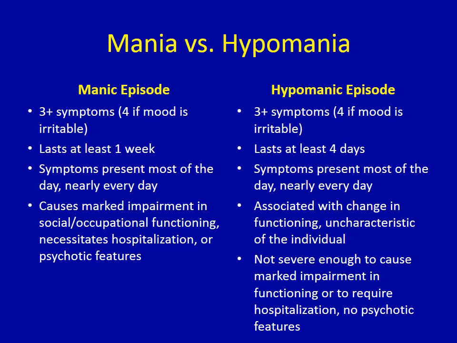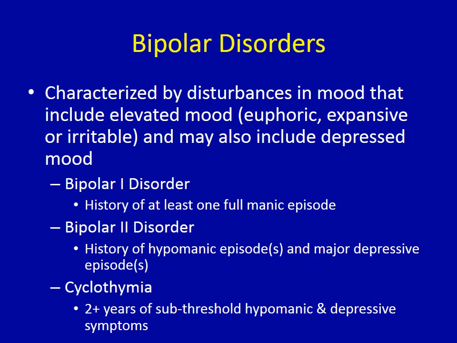So the key features that distinguish episodes of mania and hypomania from one another are not the symptoms, so they're the exact same symptoms, the exact same number of symptoms required, but they're distinguished by the duration of the symptoms, the severity of the symptoms, and the associated level of functional impairment. And remember that this is important for distinguishing among our various disorders that are included in the category of bipolar disorders. So all of these disorders are characterized by disturbances in mood that are elevated relative to a euthymic mood state, and may also include depressed mood, but don't necessarily have to, depending on the disorder.